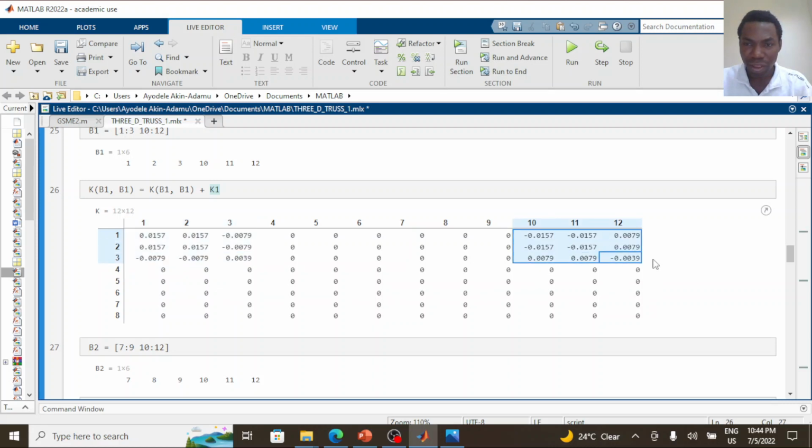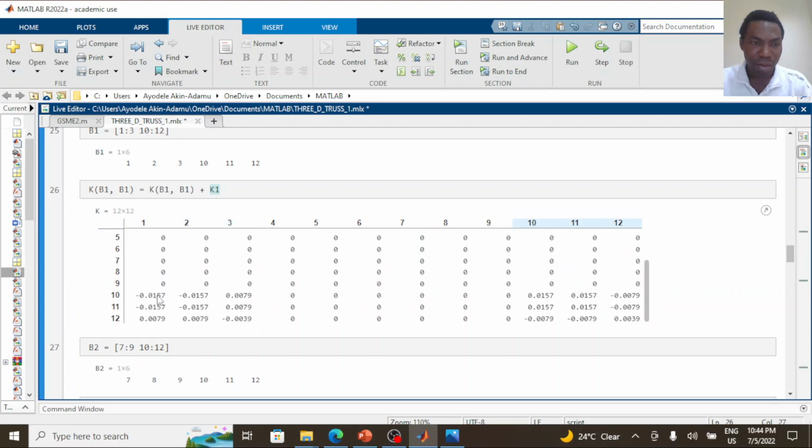This is another portion here, and this is another portion here, the 6 by 6 matrix. This is another portion here. And see how Matlab adds the K1 matrix to the zero matrix.